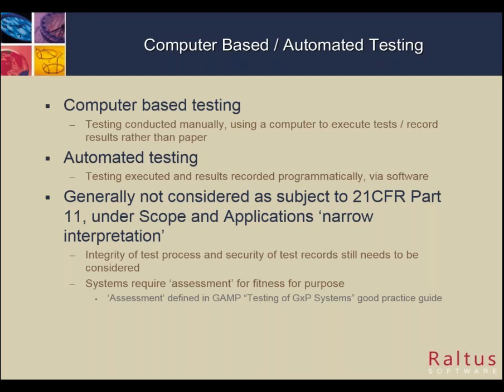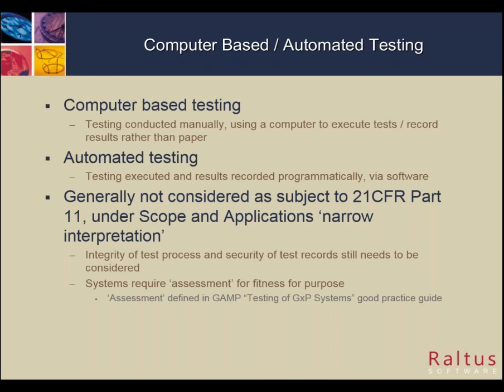Over the years, we've had various discussions about whether test records are part of or within the scope of 21 CFR Part 11. Generally, they're not considered to be these days. There are some cases where that may be the case, and the GAMP guide Testing of GxP Systems does explain that. What is key, however, is that we have data integrity of our test records, and that our computer-based testing tools enforce our testing processes.